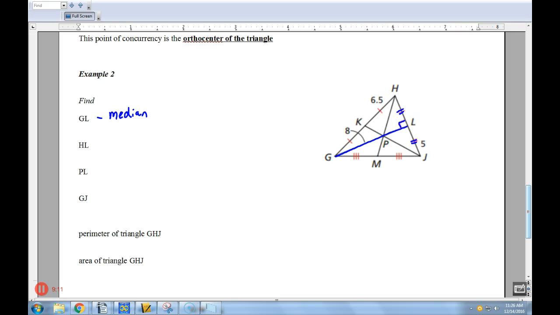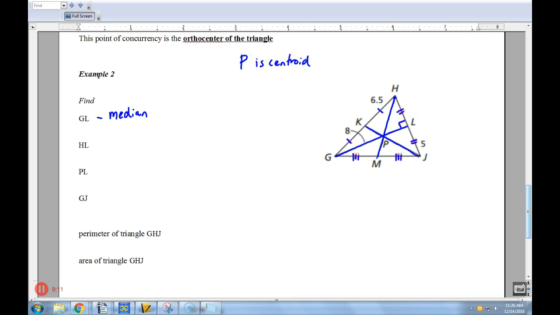Now when I look at HM, HM goes from the vertex to the other side, and since it goes right in the middle, that one is also a median. Not HL, but HM is a median. And it looks like KJ, so I'm looking at who created these things. KJ is also a median. So we have three medians going on here. I know the point that they meet at is called the centroid. So P is the centroid for this one.